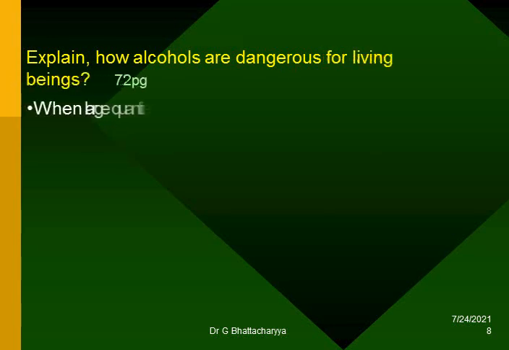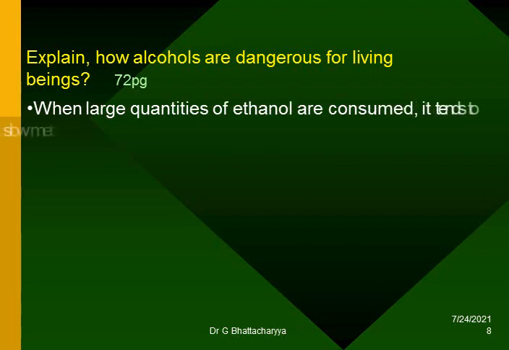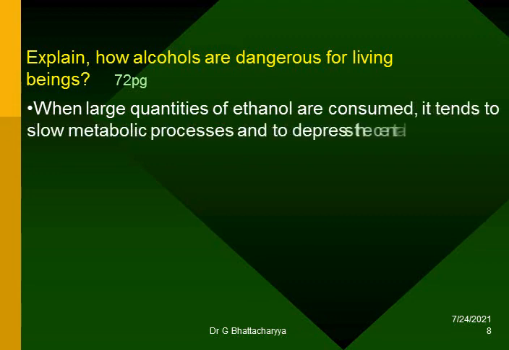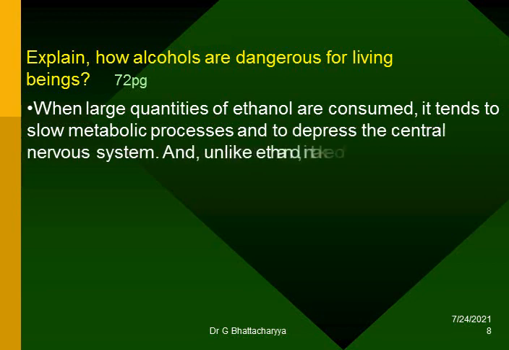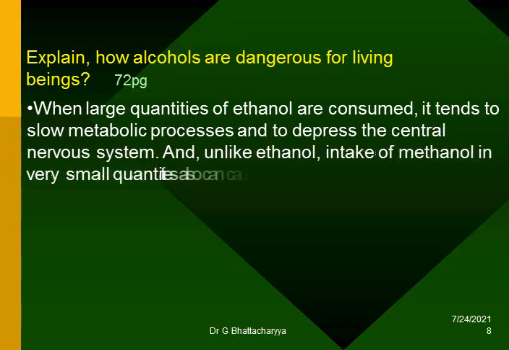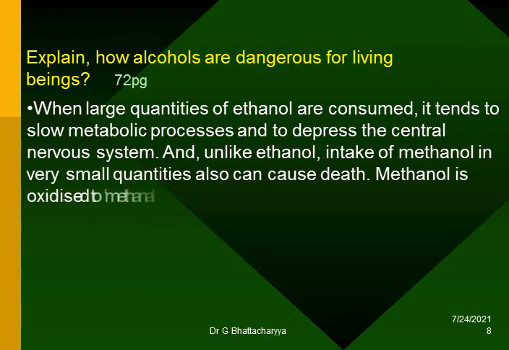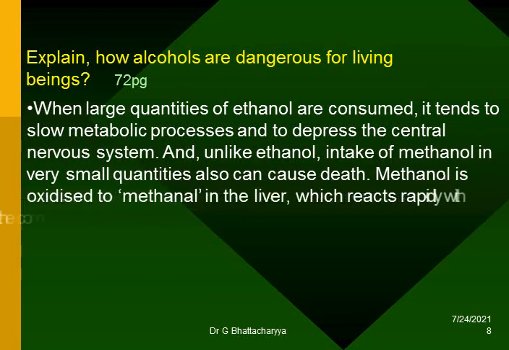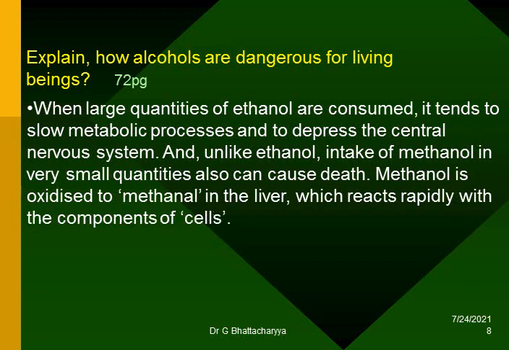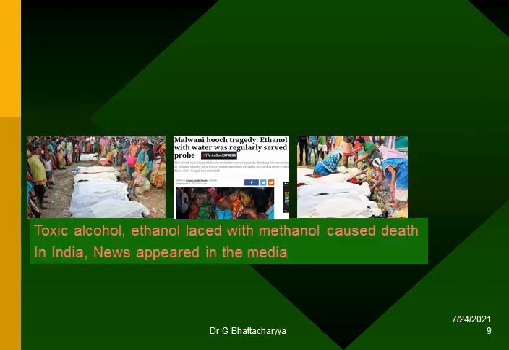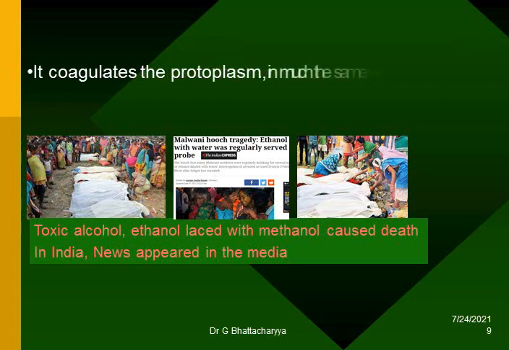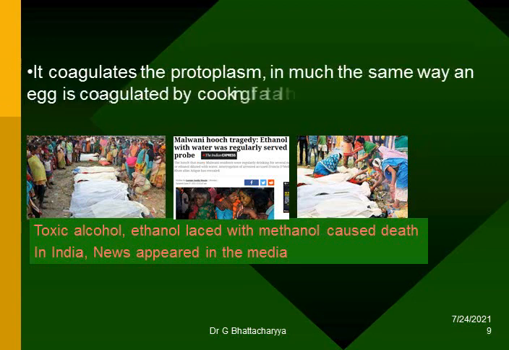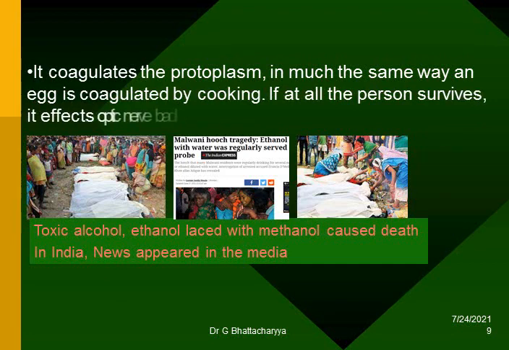Explain how alcohols are dangerous for living beings, if consumed. When large quantities of ethanol are consumed, it tends to slow metabolic processes and to depress the central nervous system. And, unlike ethanol, intake of methanol in very small quantities also can cause death. Methanol is oxidized to methanal in the liver, which reacts rapidly with the components of cells. It coagulates the protoplasm, in much the same way an egg is coagulated by cooking. If at all the person survives, it affects the optic nerve badly, causing blindness.